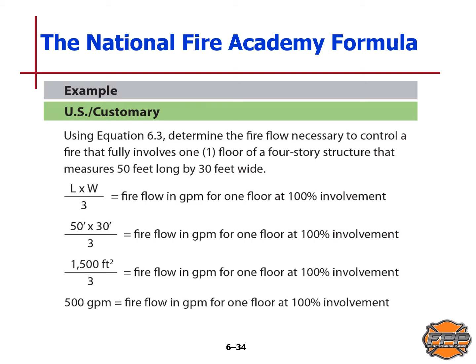That comes out to 1,500 square feet divided by 3, and when you work out your fraction, it gives you 500 gallons per minute of fire flow for one floor at 100% involvement. So you need to pump 500 gallons per minute. Whether that takes more than one engine is what's decided immediately. But remember, one thing to keep in mind is the potential for other floors to become involved. So that has to be considered as well.